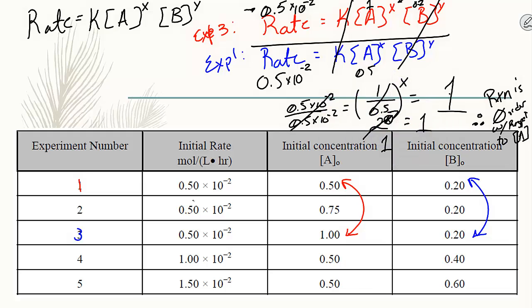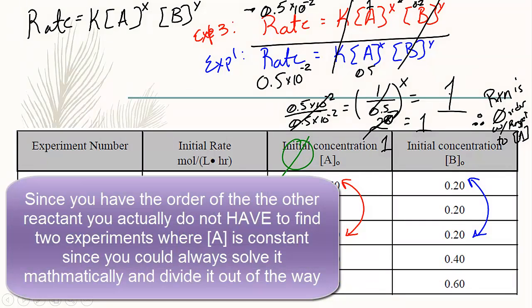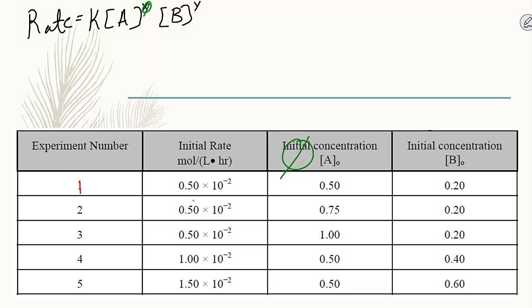Now, all of that work is enough for me to simply come in here and be like 0 order for A. To determine the order with respect to B, it's the same setup. Find 2 experiments in which B changes, but A remains constant. In experiments 1 and 4, A remains constant and B changes. So I'm going to use experiments 1 and 4, putting the higher concentration, experiment 4, as my numerator.